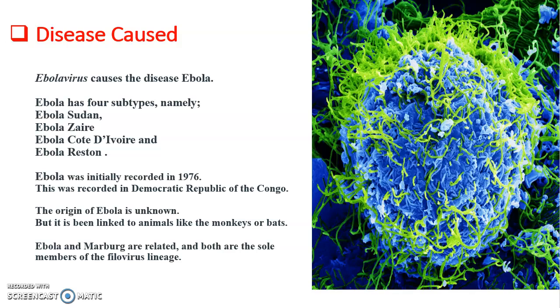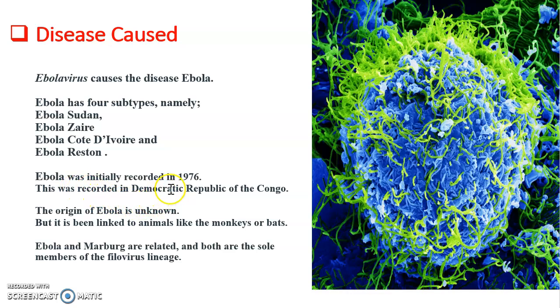As far as the disease that the pathogen causes, like we said, the pathogen is the Ebola virus. However, it causes the disease Ebola. And Ebola is known to have four subtypes: Ebola Sudan, Ebola Zaire, Ebola Cote d'Ivoire, and Ebola Reston.